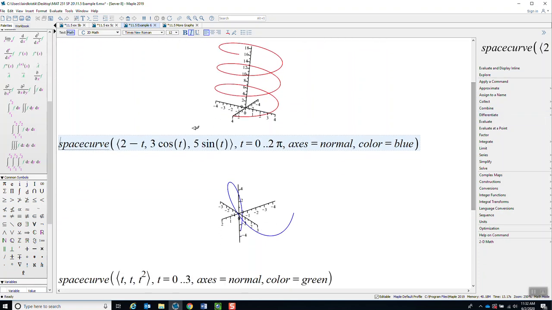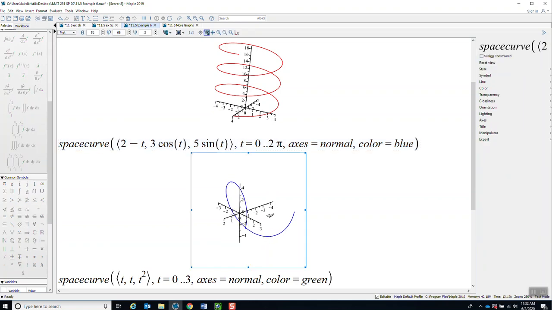This next one is example 6b. We've got our space curve 2 minus t, 3 cosine t, and 5 sine t. For right now, I just did one revolution from 0 to 2 pi. And here it is. If I look down, you can see that x equals 2, y equals 3. That's my starting point that we discovered. And you can start to see this go backwards along the negative x-axis, right? Negative because of the negative slope on the linear term.